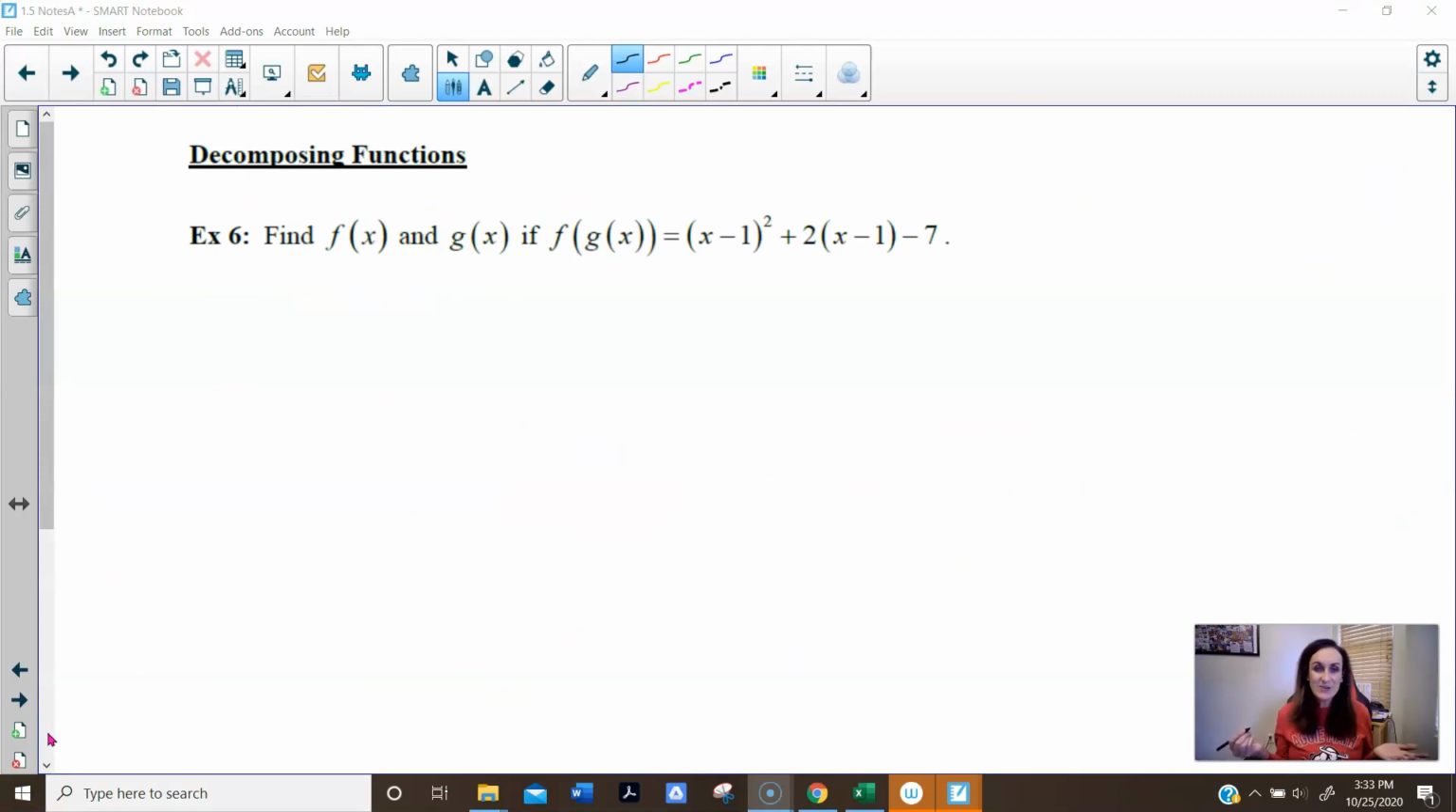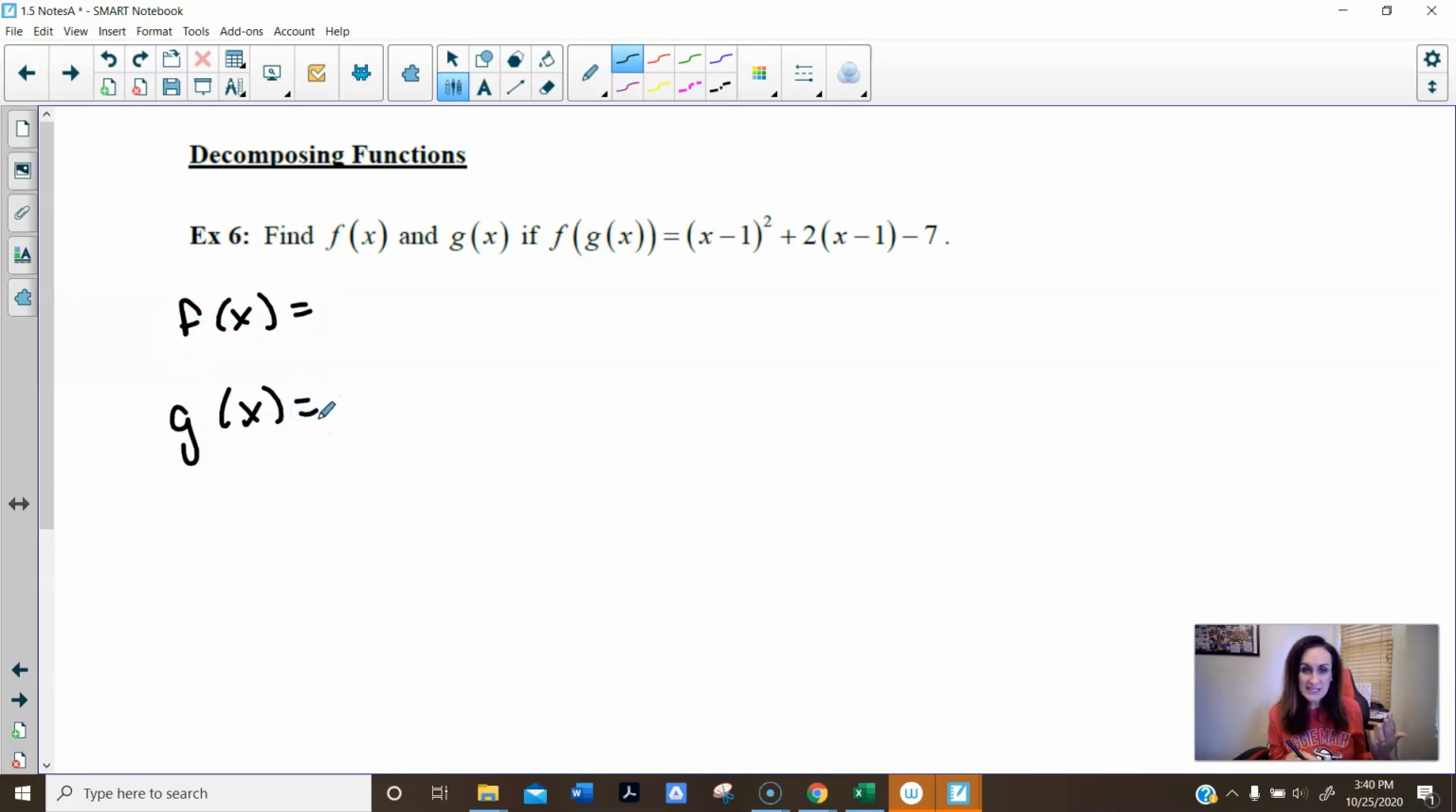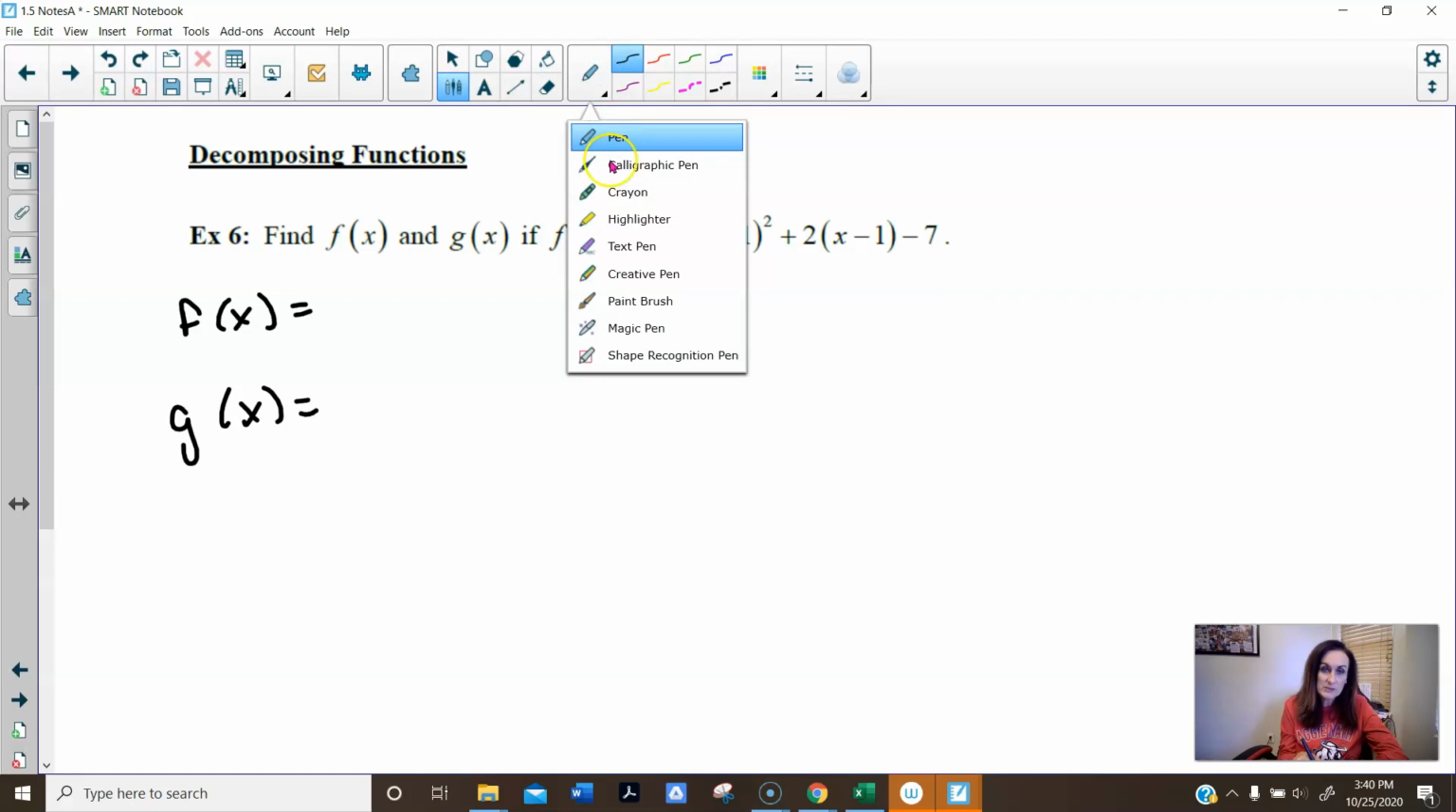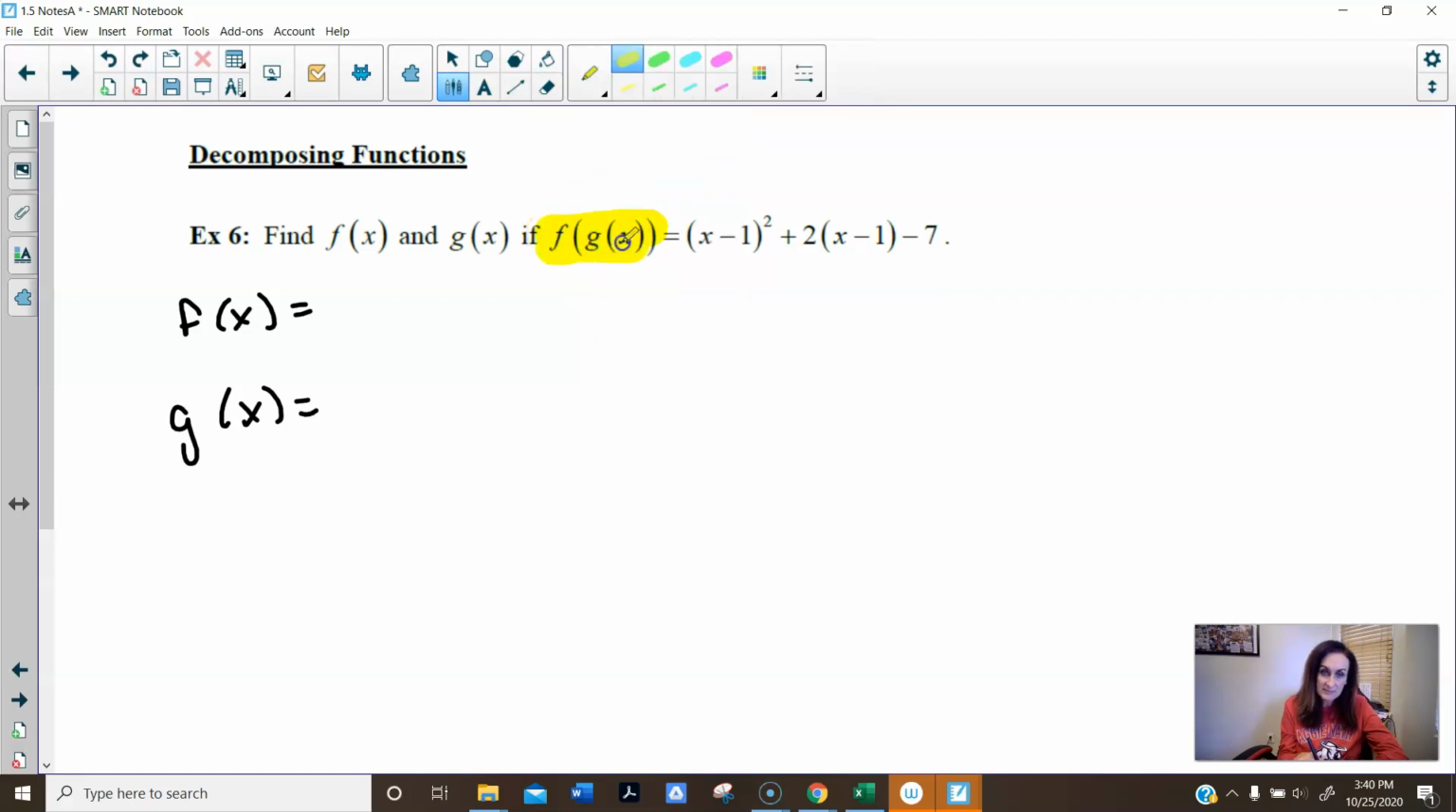So the next thing we're going to do is decompose a function. If you have f of g of x, to decompose a function, you're going to break apart the function and figure out what is f of x and what is g of x in that composition function. There is more than one correct answer many times, so it's not a unique solution. But if I tell you that here is the function and it's been composed of f of g of x, what is f of x and what is g of x?